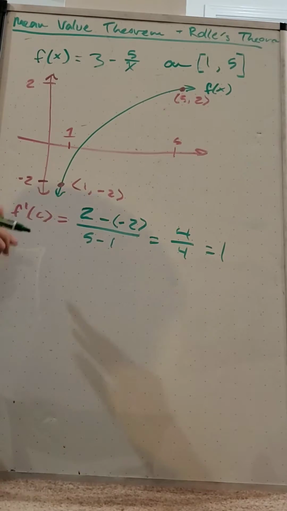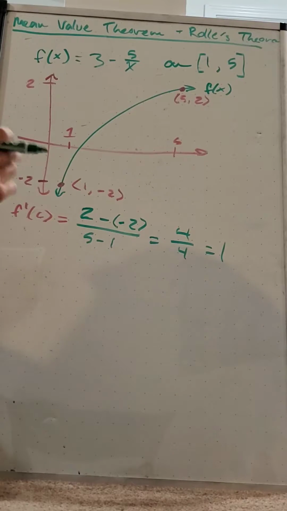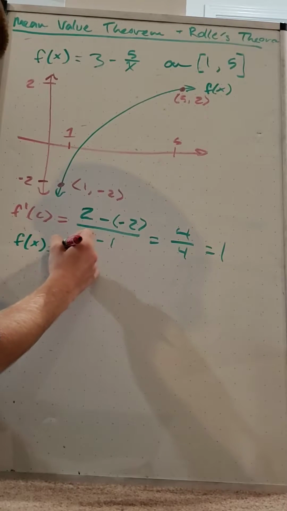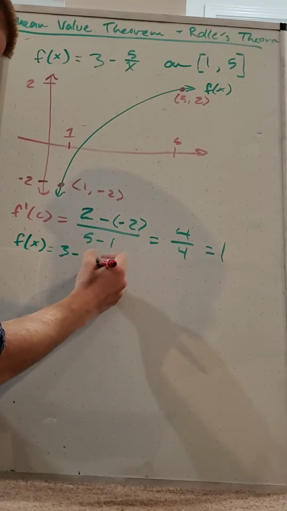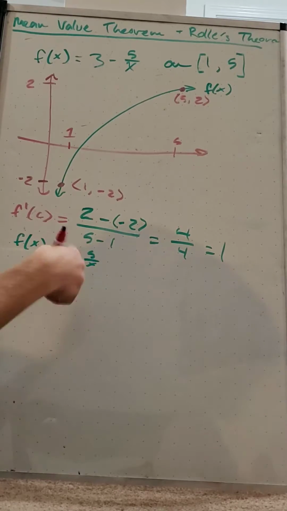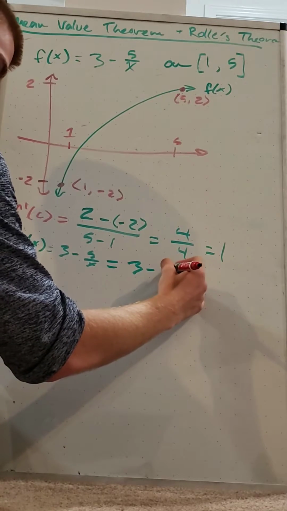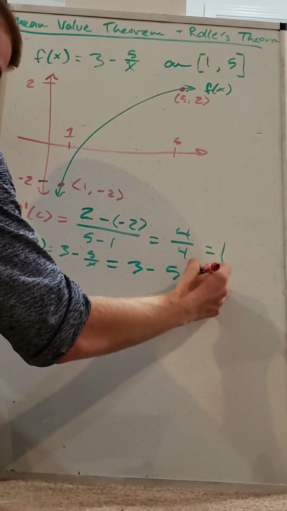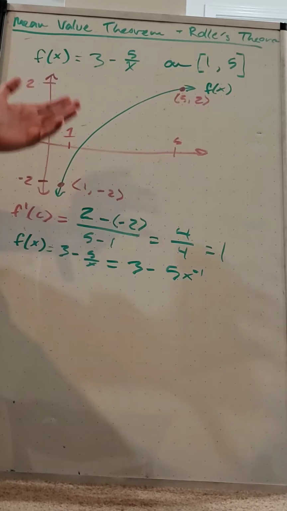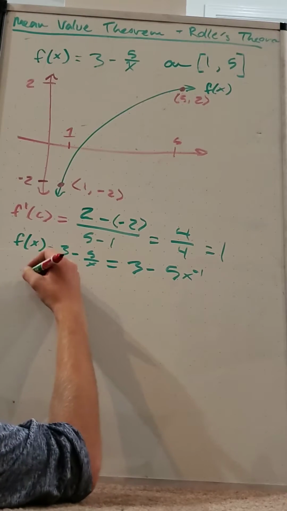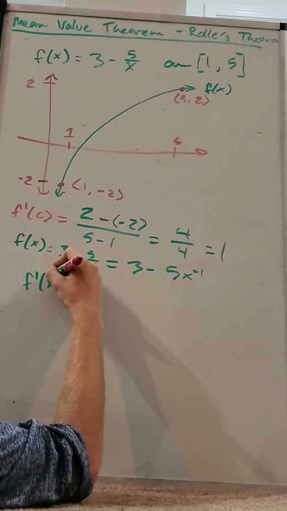So the way we do this is we just set the derivative equal to 1 and solve for x. To do that, we have to find the derivative. So f of x equals 3 minus 5 over x. To make this easier to use the power rule, I'll write 3 minus 5x to the negative 1. As you know, negative exponents take the reciprocal. So take the derivative of this, f prime of x.